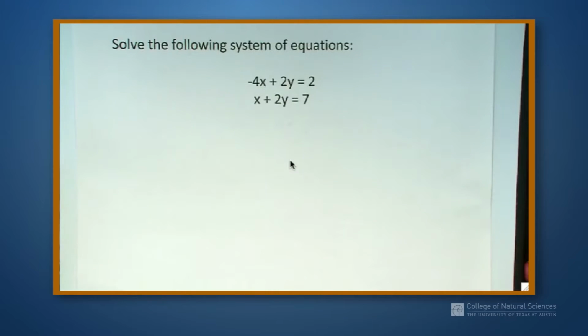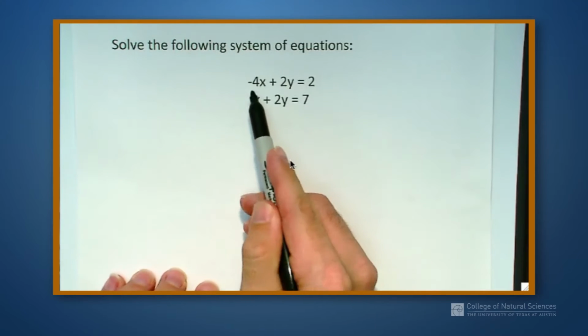A lot of times in physics, you're going to be asked to solve problems that have systems of equations. So let's do a quick problem together. Hopefully you've already answered it. So let's go through the solution for a system of two equations with two unknowns.